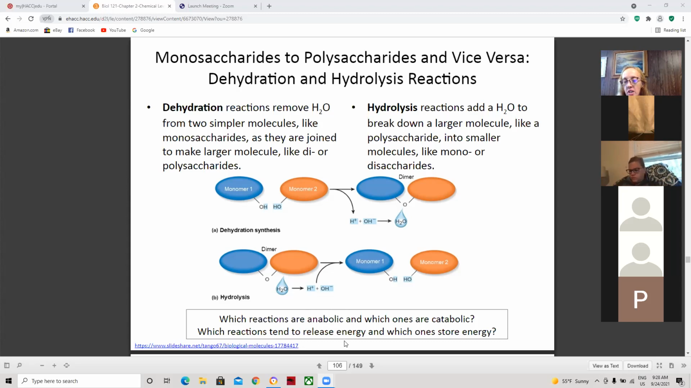Which one tends to release energy and which one tends to store it? Dehydration release. It doesn't. It's the reverse. The reason is because dehydrations are going to make bonds, and chemical bonds are energy storage. So if you break the bond, like in the hydrolysis, that's going to release energy. You would think that would be the case, but that's not the case.